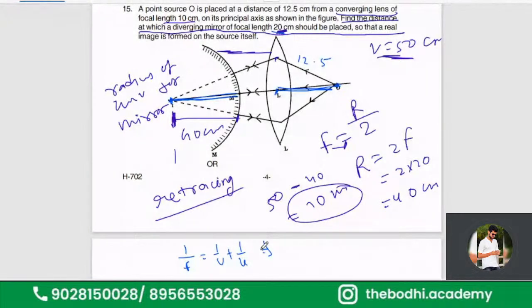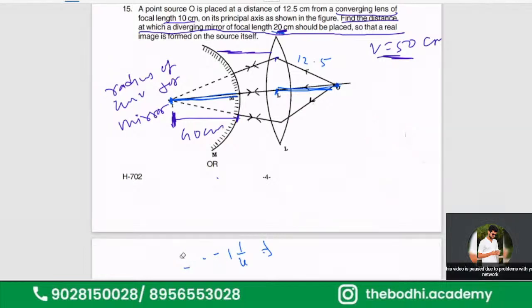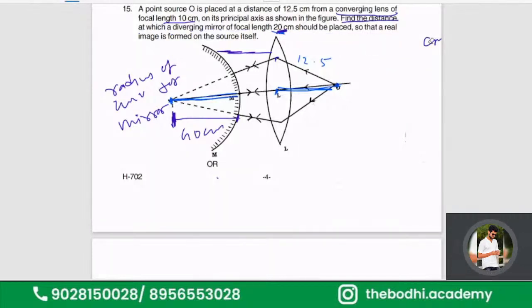Let me do it. I'll do it from the start. Please be with me and listen. It's a very simple question. I'll keep it as simple as possible. The answer is 50 centimeter. Let's see if you're getting 50 centimeter.